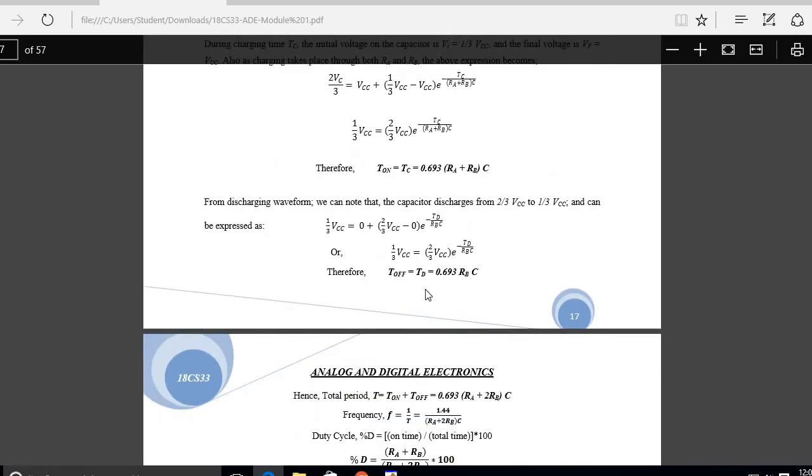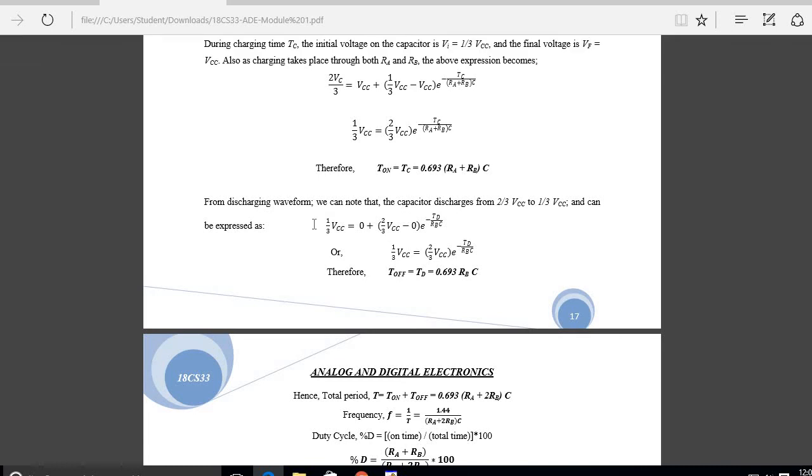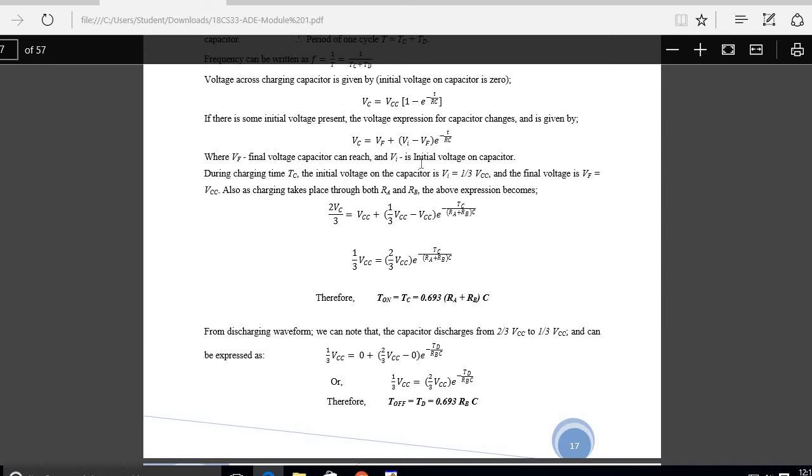Okay, T off is what? Just write down the direct formula. Just skip this, it is not required. Directly T off is equal to 0.693 Rb into C. Even in the examination, directly you have to write those, because there is no link in the expressions. Or else we can do the capacitor discharging and write it. If you want to remember, you just remember, or directly write T off and T on. I need only the T on and T off expressions.